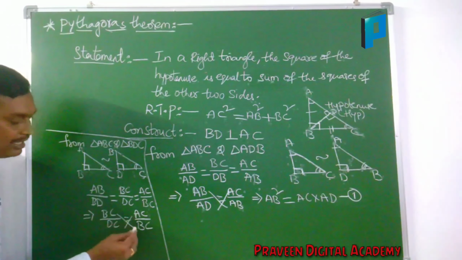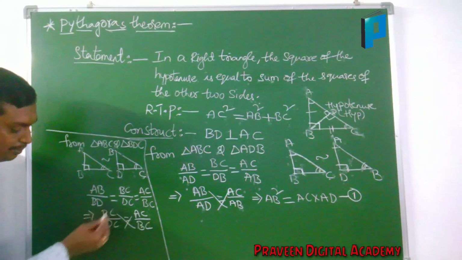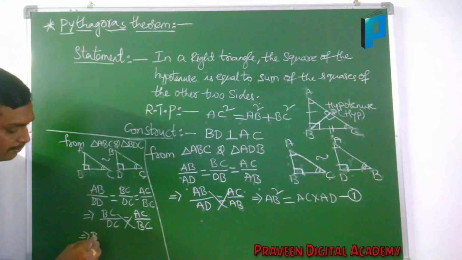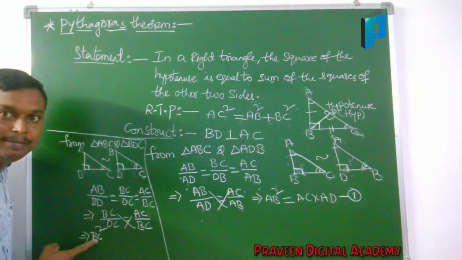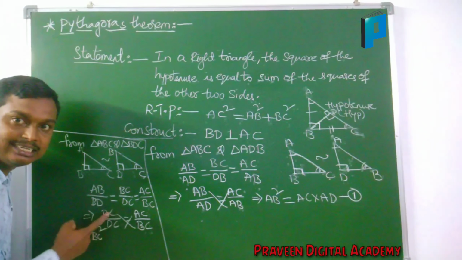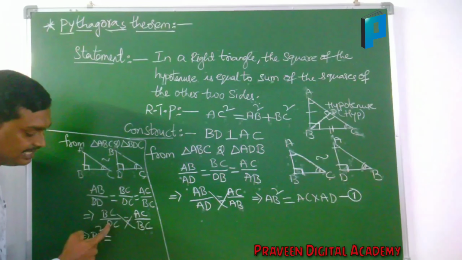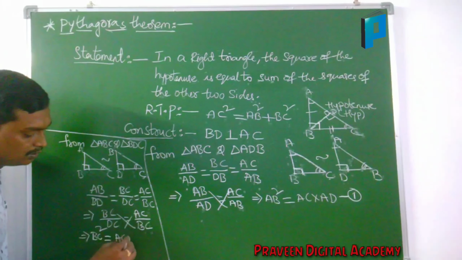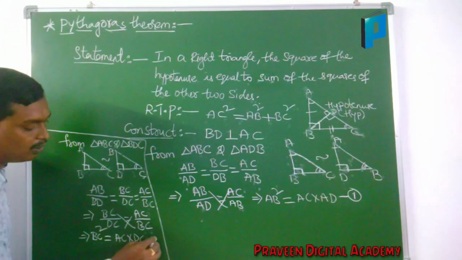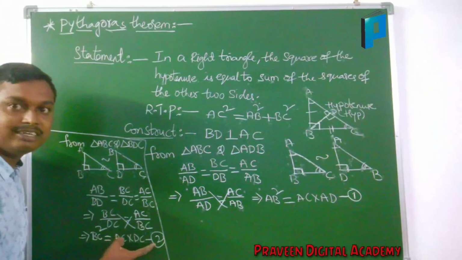Now do the cross multiplication here. BC into BC. What you will get here? BC square we will get. BC into BC is BC square is equal to AC into DC we got. This one you take as equation 2.